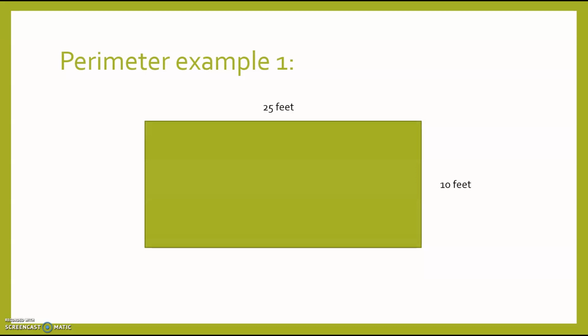So here in the first example, we have a rectangle that is 25 feet by 10 feet. So we're going to add up all the sides. 25 plus 10 plus 25 plus 10 and get 70 feet. Notice here how I didn't just add 25 plus 10 and get 35 feet. We have to add all 4 sides. This would just be 2 sides. Or we can multiply 25 times 2 plus 10 times 2, and get 70 feet. See, you get the same answer for the same problems.